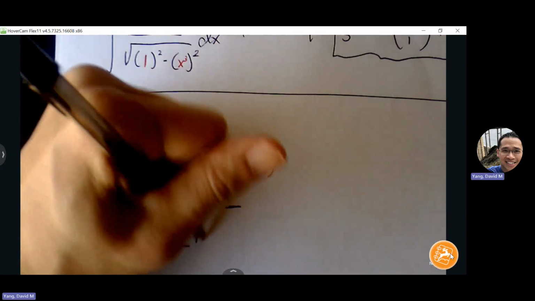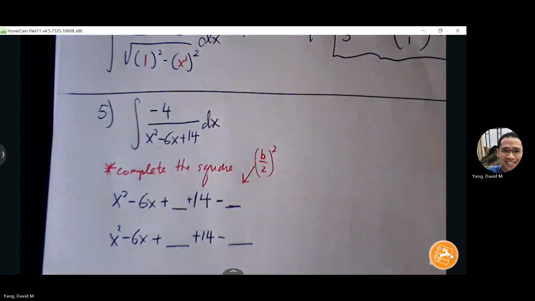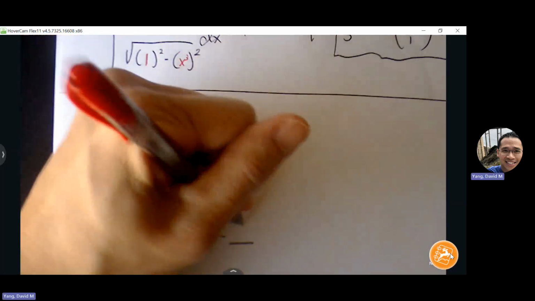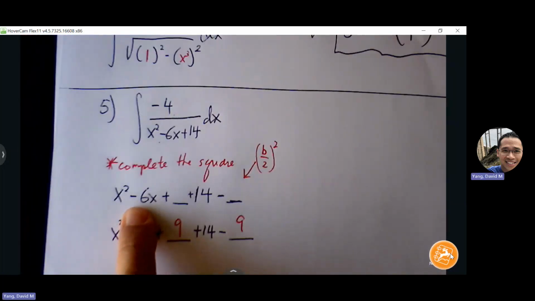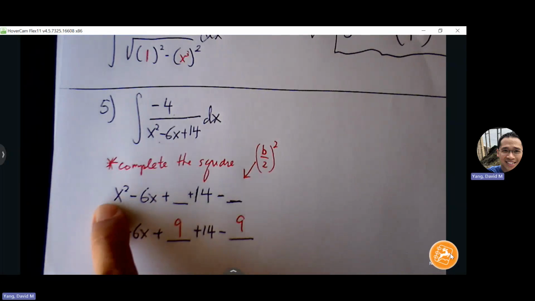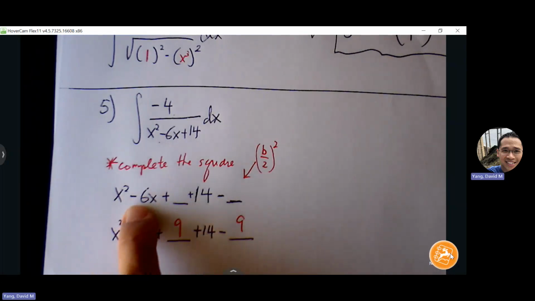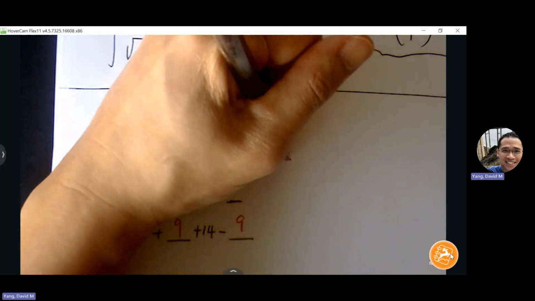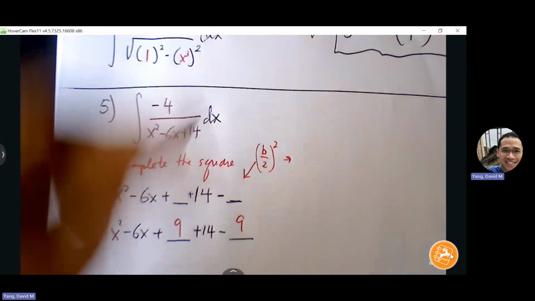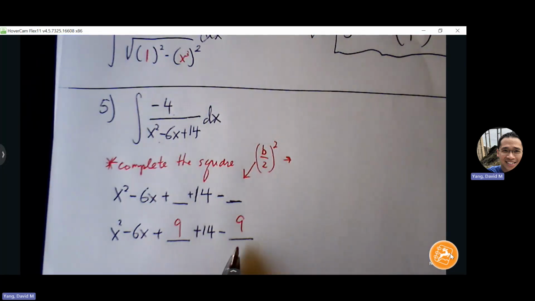Wait, what's the B? Oh, sorry, say again. The B value? Our B value is -6. Yeah, it's ax squared plus bx plus c. So b is always attached to the x. Always plus or minus. That's right. Always going to be a positive space and a minus space.